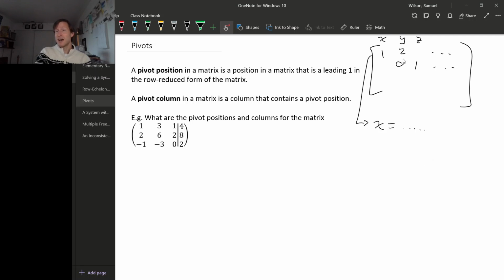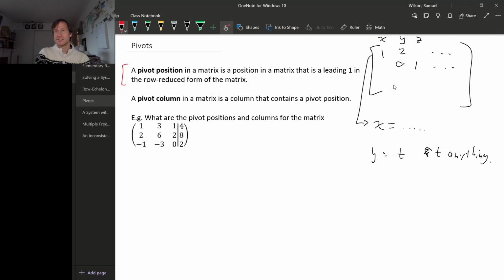And wherever you don't have a leading one, like for this Y column, you're going to get a free parameter that can be anything. So here t can be anything. So the location of these leading ones is very important for what the solution set is going to look like. For that reason, we give a special name to the positions that have these leading ones. A pivot position in a matrix is just a position that has a leading one in its reduced row echelon form, or in its row reduced form.